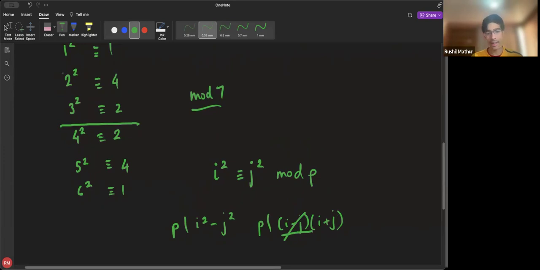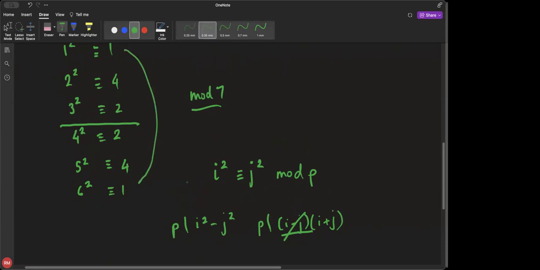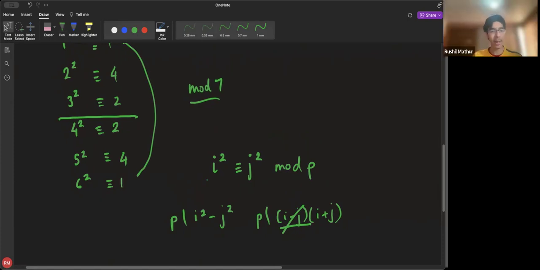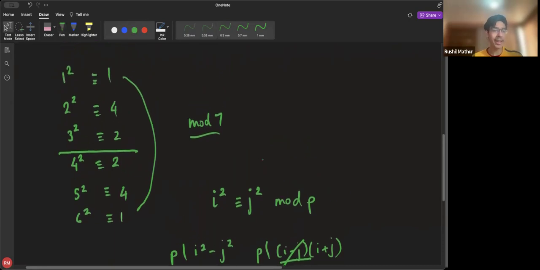So that is to say that if two things are equal, then they have to be like the opposites. And the contrapositive, the opposite, is also true, because if i plus j is divisible by p, then i squared minus j squared will also be divisible by p. So the point is that you can really think about the first half.